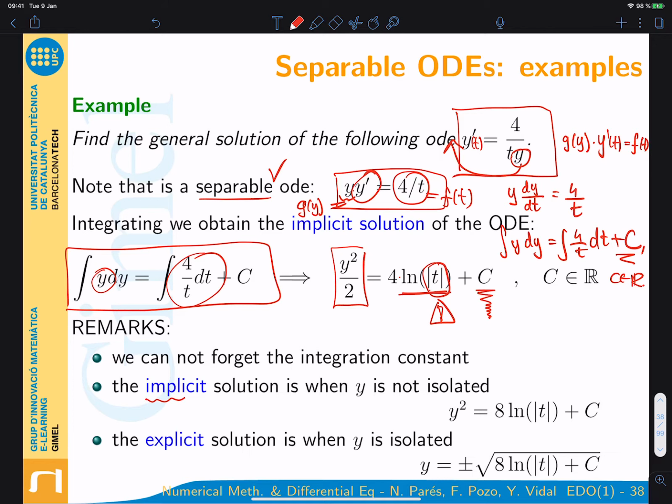Very important: the implicit solution is when you have already done the integrals, you already solved the differential equation, but y(t) is not isolated, as here, for example. And the explicit solution is when you isolate y(t), okay? So in this case, it would be to arrive to this expression. So really isolate y.